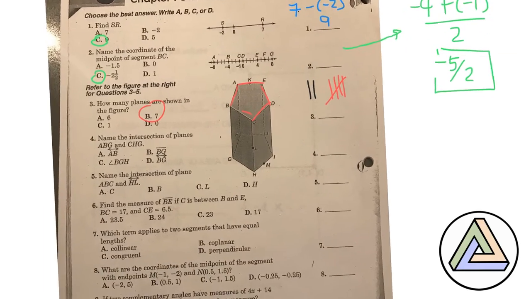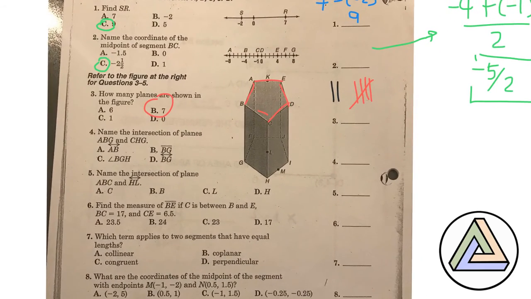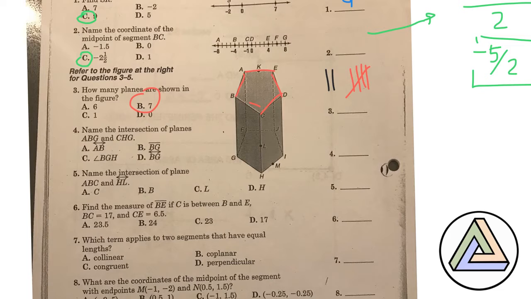Looking at number 4, name the intersection of planes ABG and CHG. So ABG is right there, and CHG, where is that? That would be CHG. Okay, so they intersect at BG. ABG is this plane that's off to the side behind a little bit. CHG is this plane that's in front, and they clearly intersect at BG.